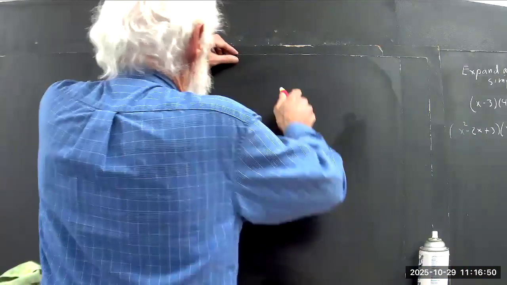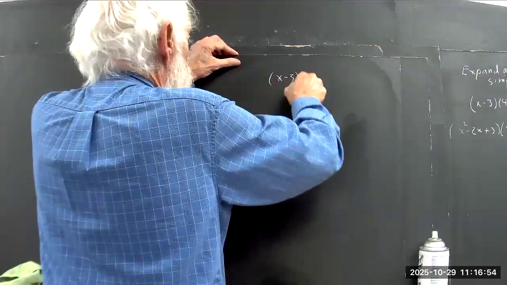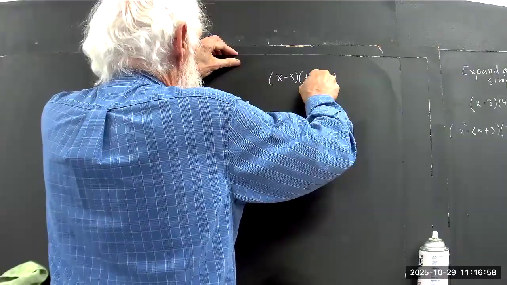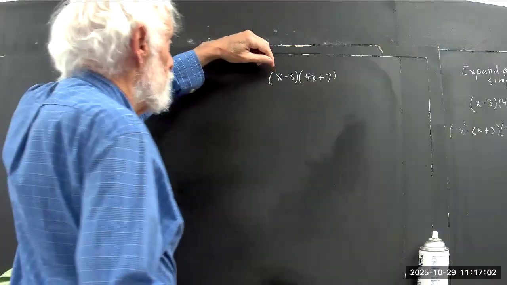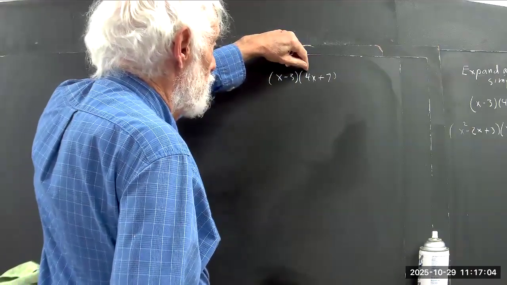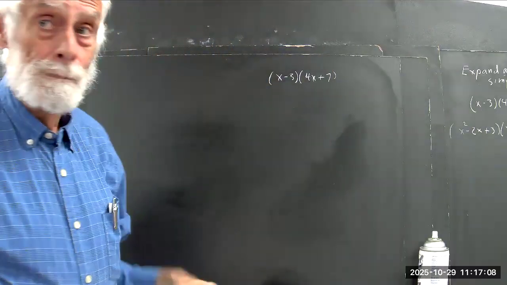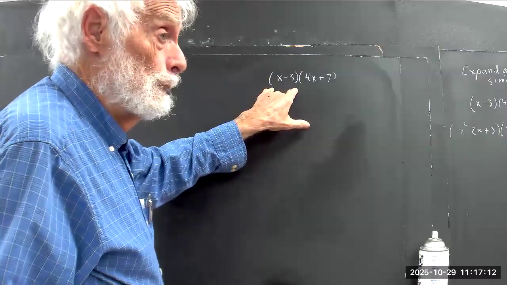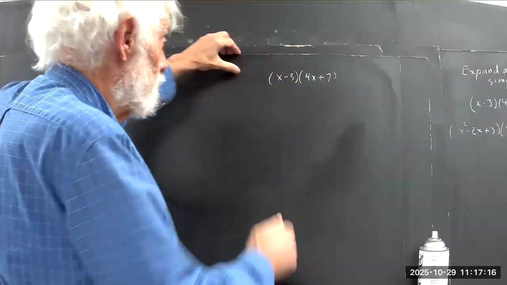The first problem, you have x minus 3 times 4x plus 7. I really prefer that you write this out as so. Okay, you have x multiplied by 4x, and x is multiplied by 7, right? Because x is in this group, it multiplies everything that's in this group.